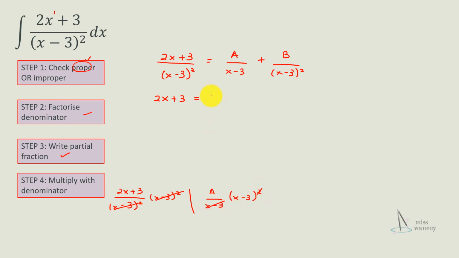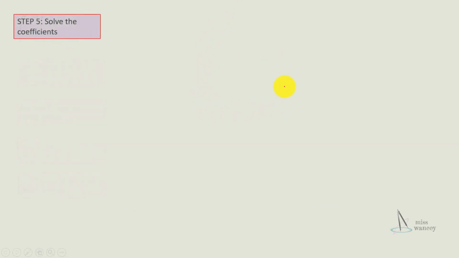Cancel. So we have A(x - 3) plus, we got B over (x - 3) squared, multiply with (x - 3) squared. Cancel, so we have plus B. So the fourth step is also done. So 2x + 3 equals A(x - 3) + B. Okay, so let me copy down first. 2x + 3 equals A(x - 3) + B.